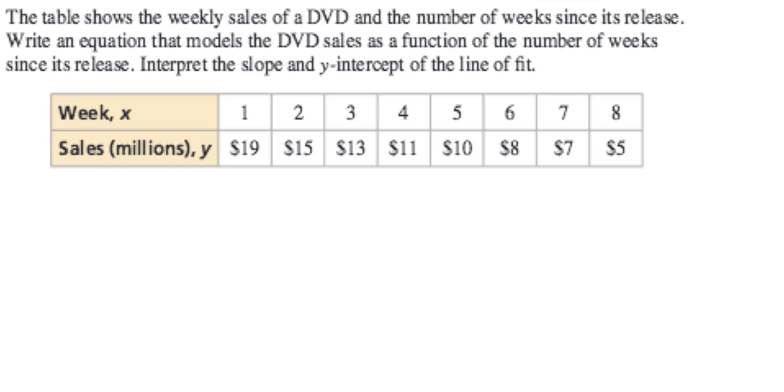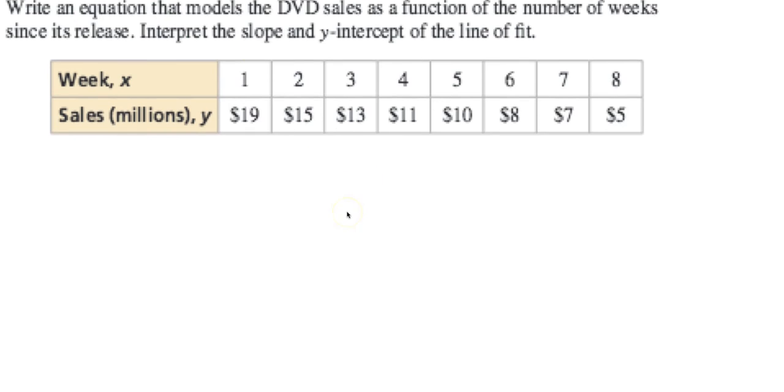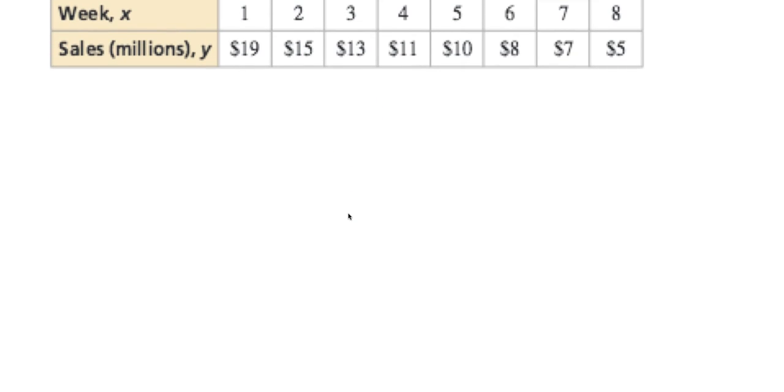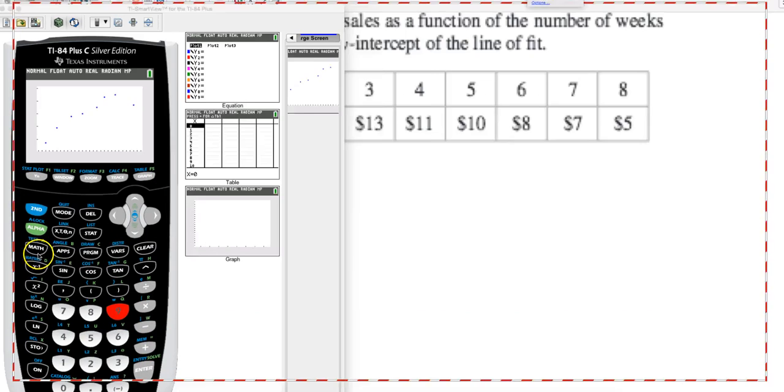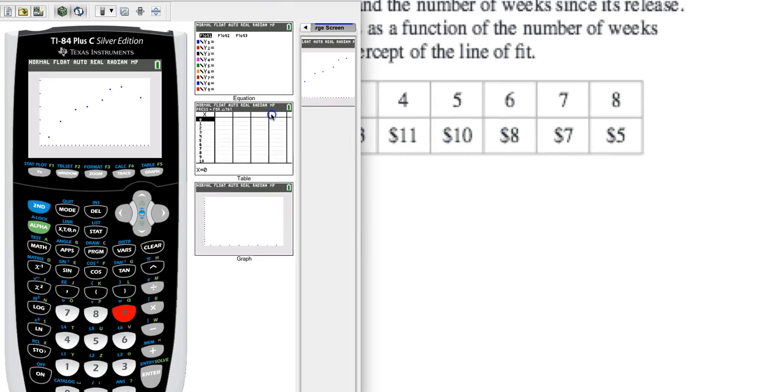So our next example here, the table shows the weekly sales of a DVD and number of weeks since its release. Write an equation that models the DVD sales as a function of the number of weeks since its release. Interpret the slope and y-intercept of the line of best fit. So let's take a second now and let's put this information into my calculator. So I'm going to bring up my calculator again.